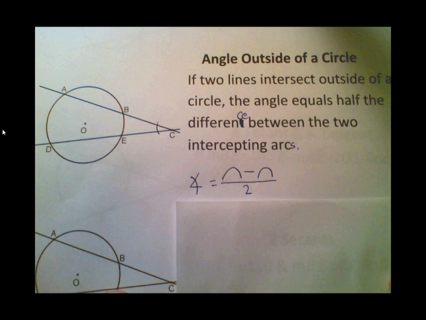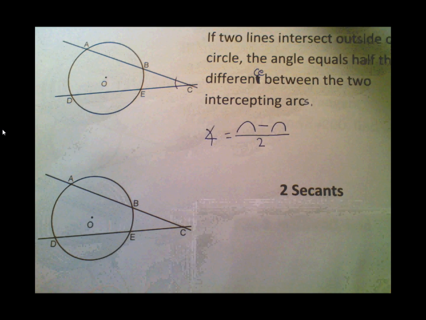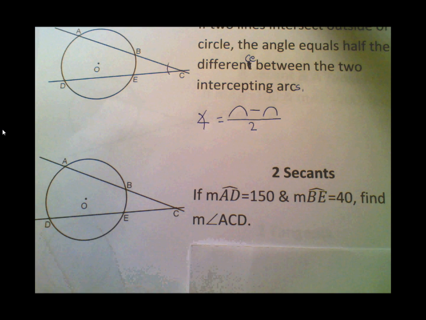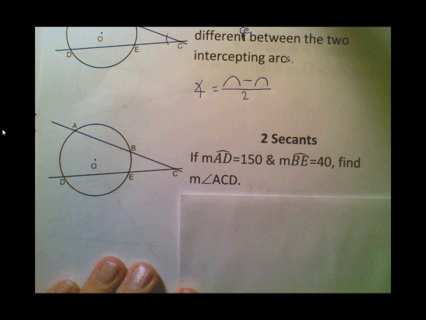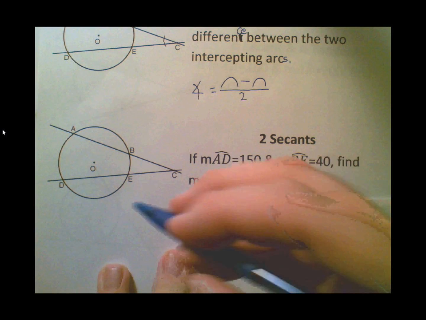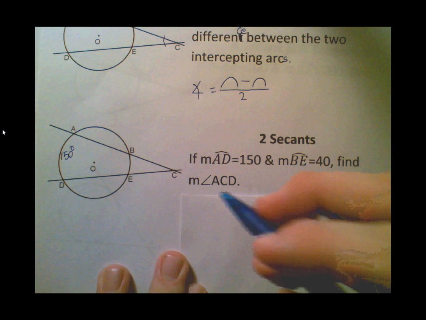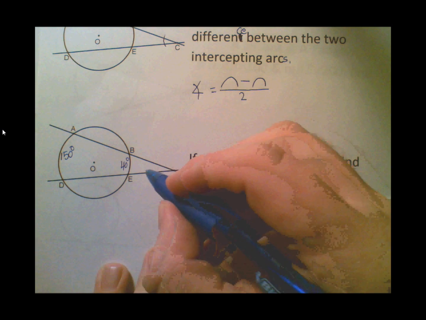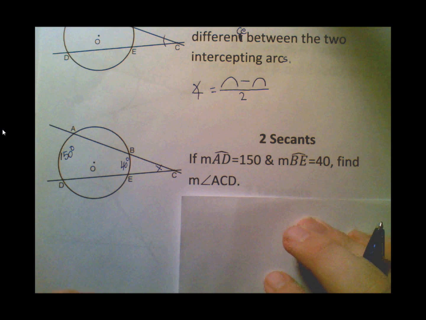The first one we're going to talk about is when we have 2 secants. Like I said before, the directions are going to be the same for all of these cases. It's the same process, we just need to look at the different situations. So the first one is the measure of arc AD is 150. So let's mark that with 150. And the measure of arc BE is 40 degrees. I want to find the measure of angle ACD. Now, I'm going to label that with X because that's what we're looking for.